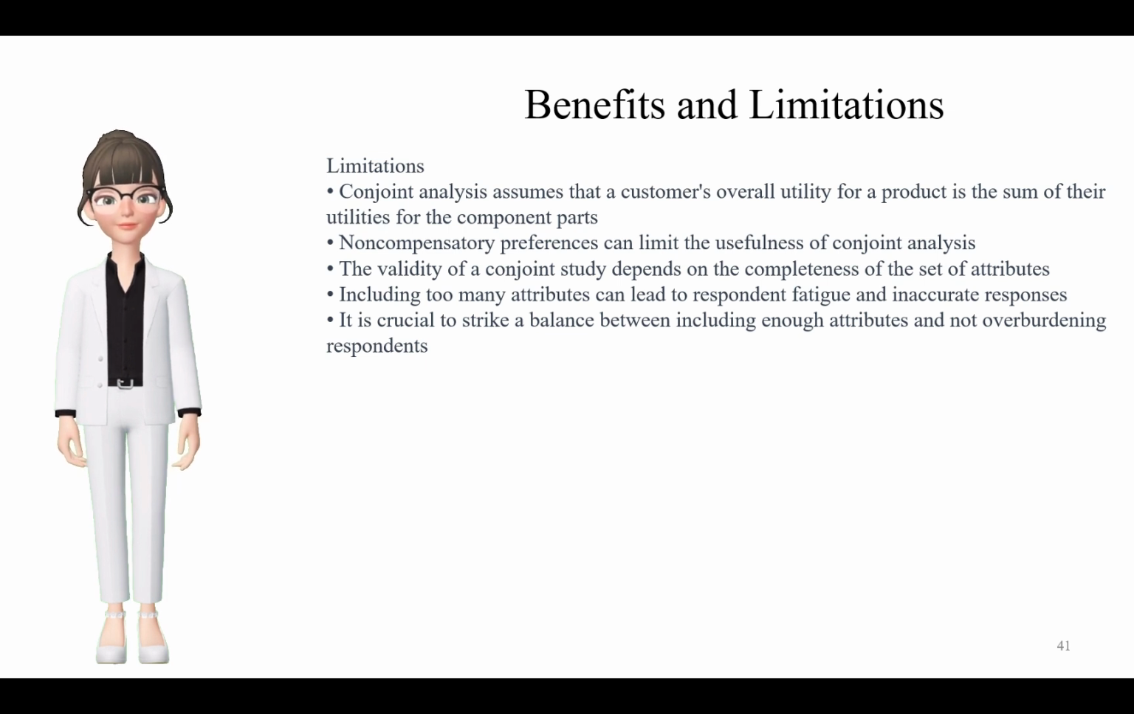conjoint analysis. Another limitation of conjoint analysis is that the validity of any study depends on the completeness of the set of attributes. However, including too many attributes can lead to respondent fatigue, resulting in inaccurate responses. Therefore, it is crucial to strike a balance between including enough attributes to obtain reliable results and not overburdening respondents with too many attributes. That's all for this video on conjoint analysis. We have discussed the guidelines for conducting conjoint analysis and its benefits and limitations.